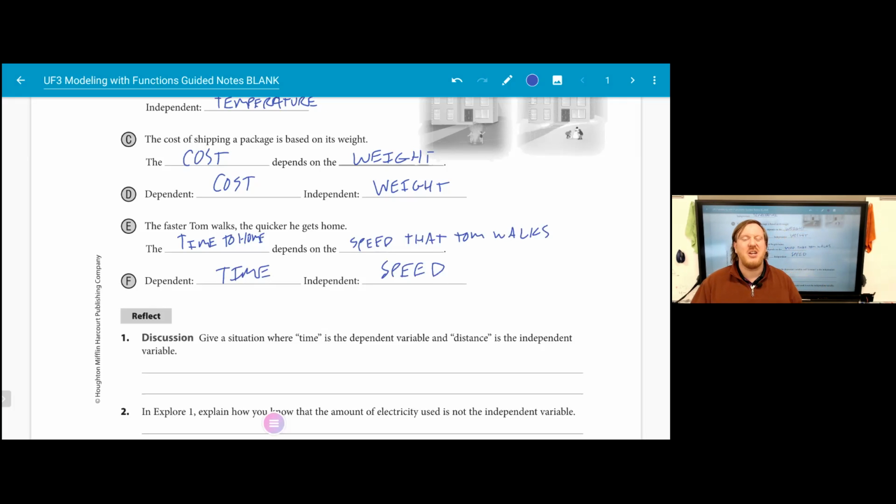Okay, this is kind of like your one level stuff in here. What is the independent? What is the dependent? Can you take a situation and rewrite it in the statement of the blank depends on the blank? There we go. Okay.